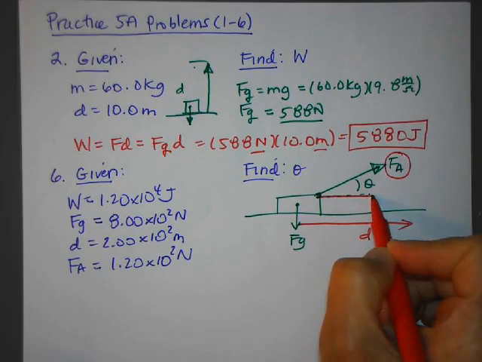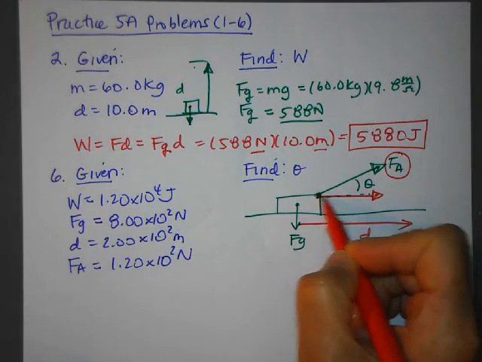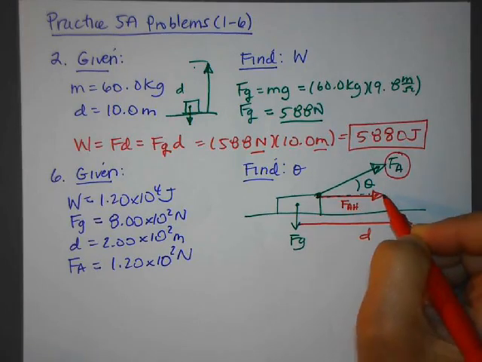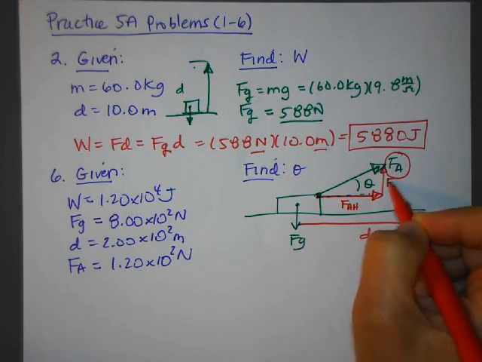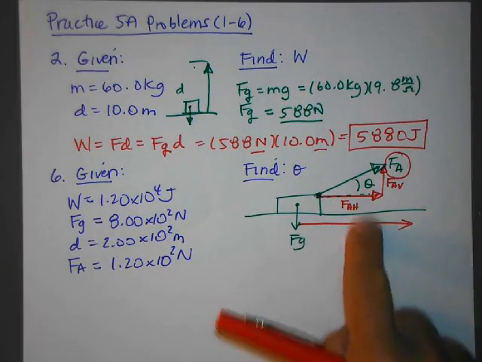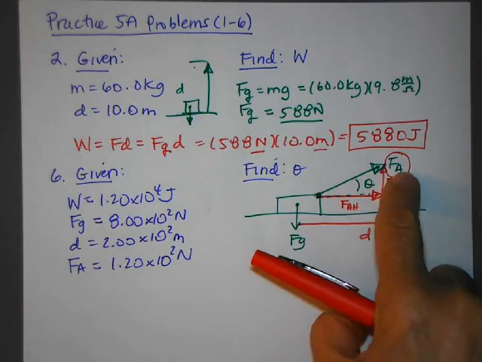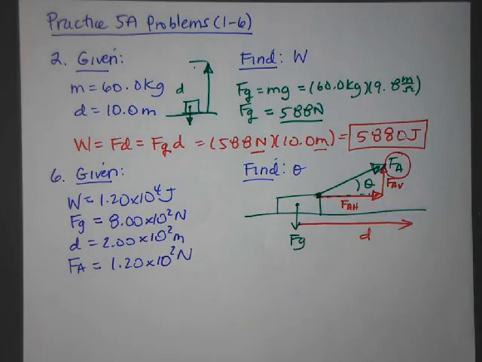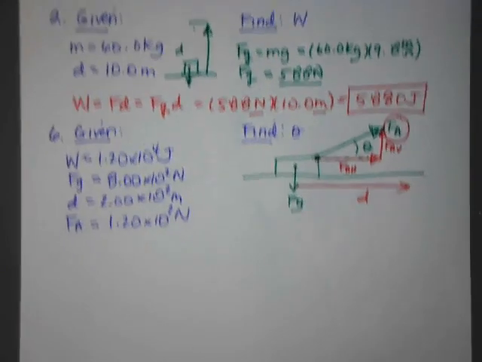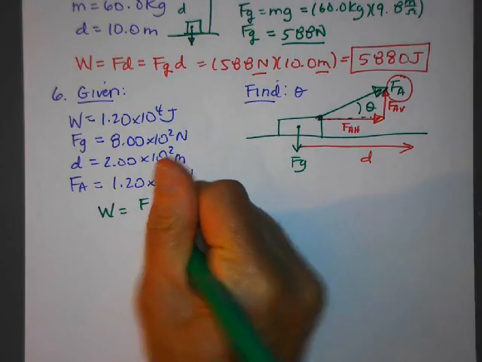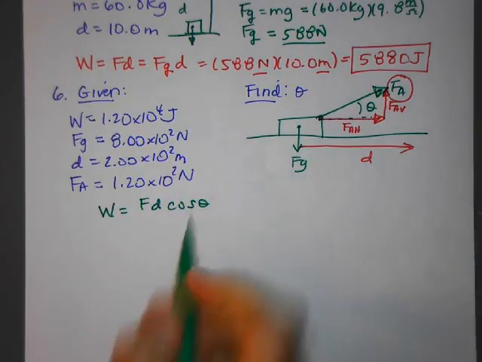So if you remember, this is where I start. I'm going to go horizontal. So this would be FA horizontal. From the head of this vector, I do the tail of the other. This would be FA vertical. So the only component that's going in the direction it moves is this horizontal component of the applied force. Because it's adjacent to the given angle, that's going to be cosine. So the work done, work is equal to FD cosine theta, but remember we want to solve for theta.